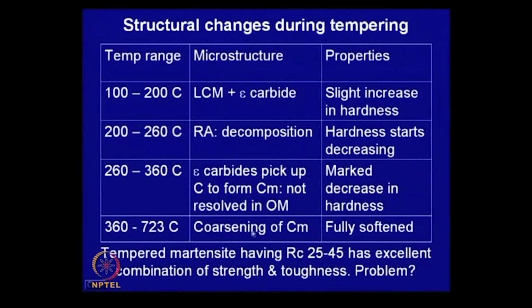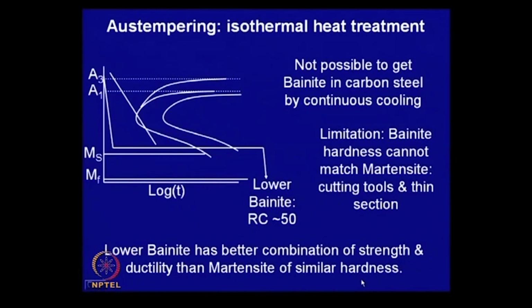Whereas above this temperature, the cementite coarsens, and this is when the structure will be clearly visible, resolvable under an optical microscope. So, this is the fully softened structure, and the extent of softening will be maximum as you approach the eutectoid temperature. And tempered martensite, having this hardness around here, has an excellent combination of strength and toughness. But then what is the problem with this? I think I will stop here today to overcome.